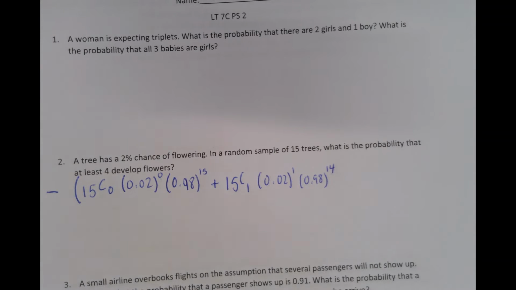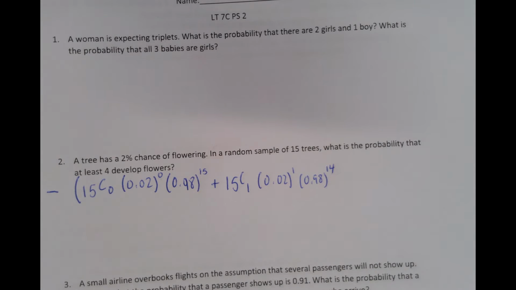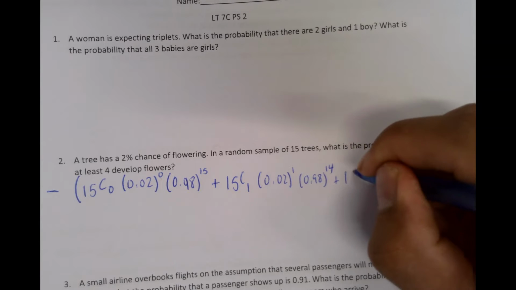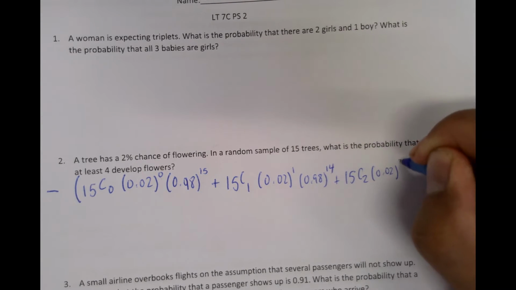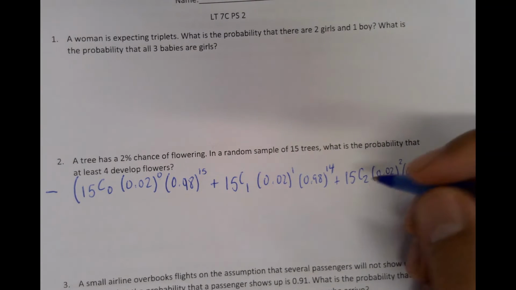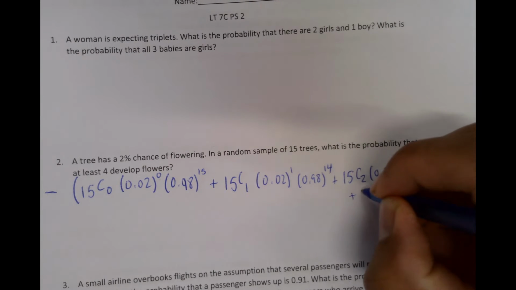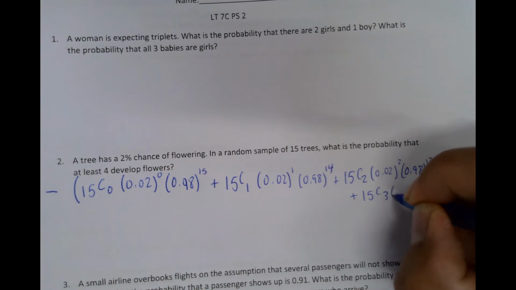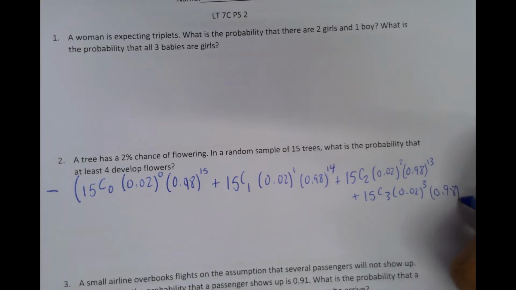So this time it's 15C1, because we want to calculate the chance of 1 flowering. We want to calculate the chance of 2 flowering. And then we also want to add 15C3, with the other probability to the 12 power. Okay.